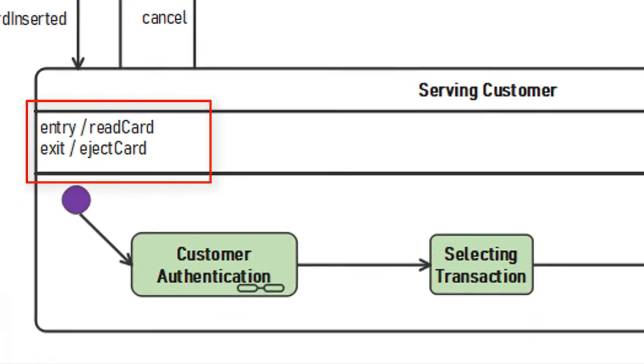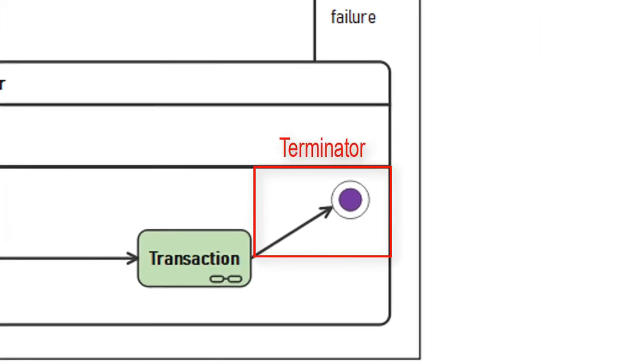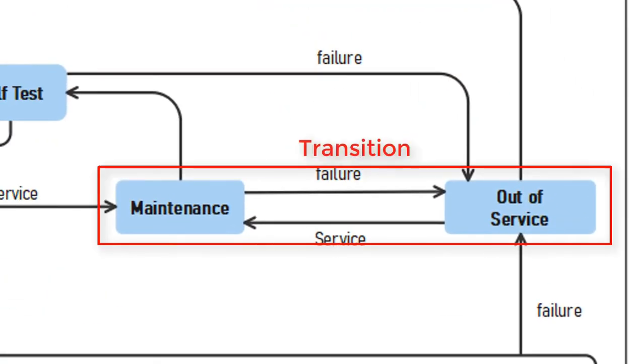This is the guard symbol, a Boolean condition that allows or stops a transition, written above the transition arrow. This is the terminator symbol, a circle with a dot in it that indicates that a process is terminated. And this is a transition symbol, an arrow running from one state to another that indicates a changing state.